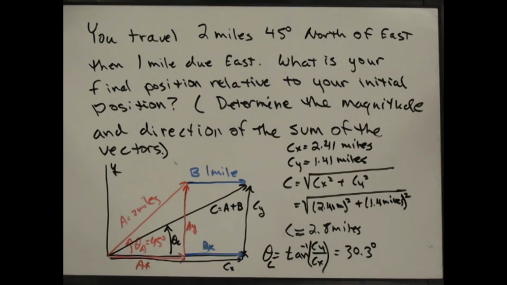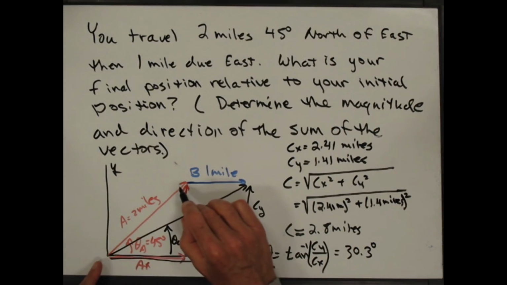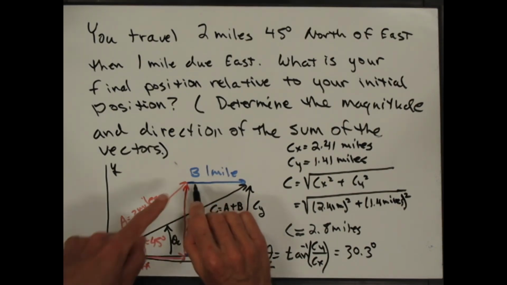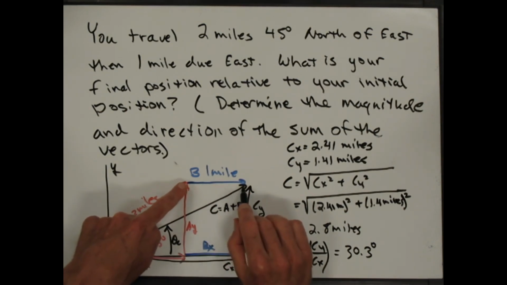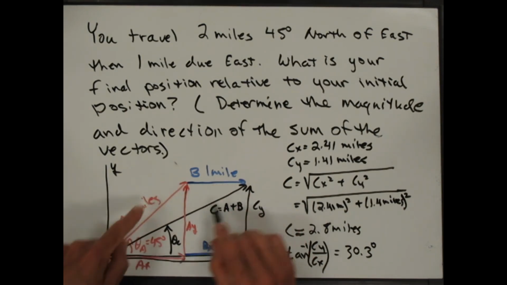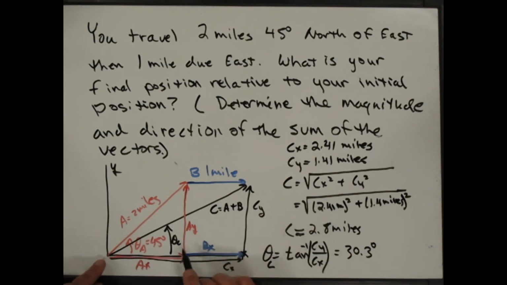And so that's a vector addition problem. I added a vector going at a 45 degree angle. It was 2 miles long. A vector that was 1 mile long, pointing horizontally, and I got this vector, which is 2.8 miles long and tilted at 30.3 degrees.